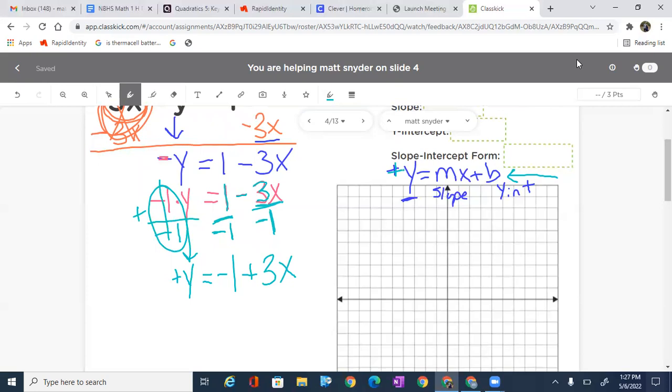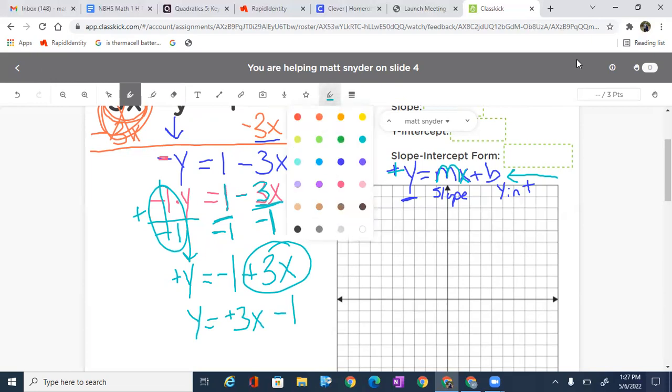Now, you'll notice in slope-intercept form that mx comes first, and then the y-intercept comes last. So I'm just going to switch it around. y equals mx, positive 3x, and then minus 1. And that is in slope-intercept form. So let's go ahead and graph this.